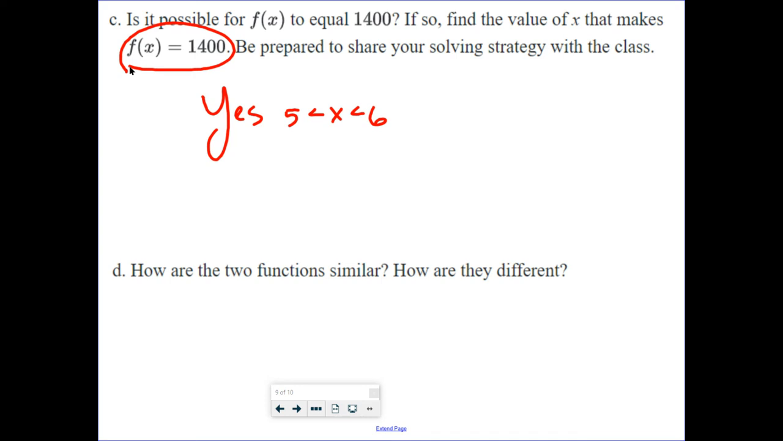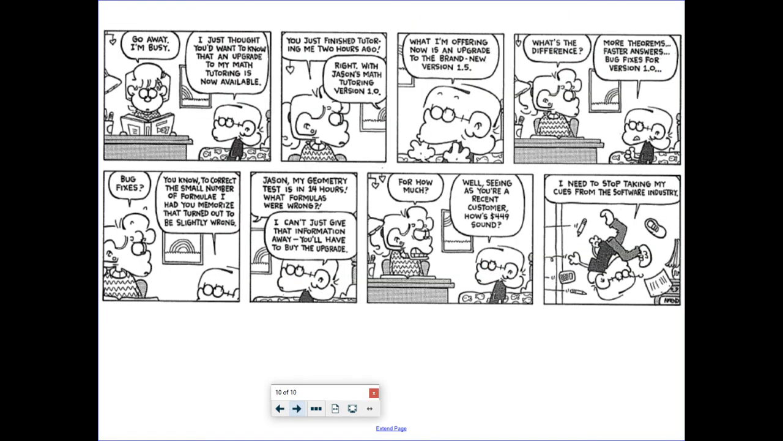So are the two functions similar? How are they different? The functions are the same equation, but t of n is discrete and f of x is continuous. Okay? So t of n has to be discrete, f of x is continuous. That's the biggest difference. All right, that is it.